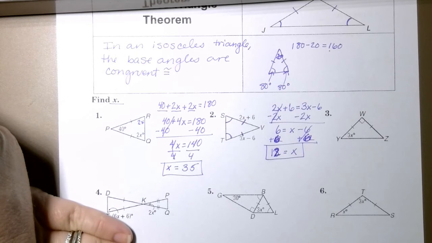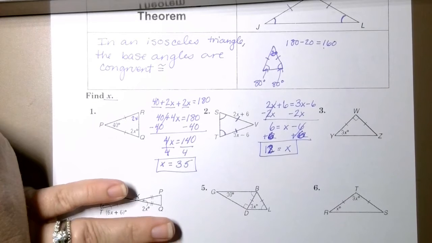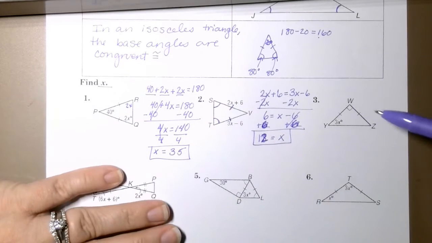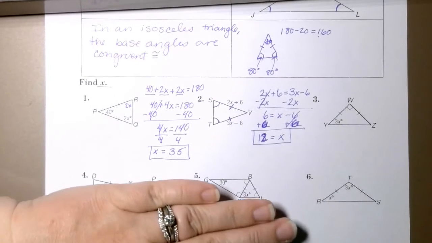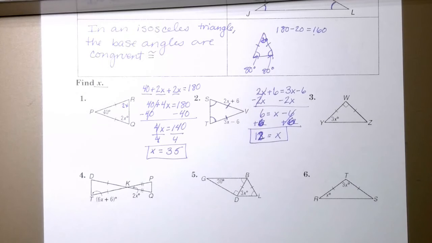Okay. All right, you try number 3. Actually, you know what? You try 3 and you try 6. Hold off on 4 and 5 for a minute because they're a little more complicated. But try 3 and 6. Take a minute and try those two.